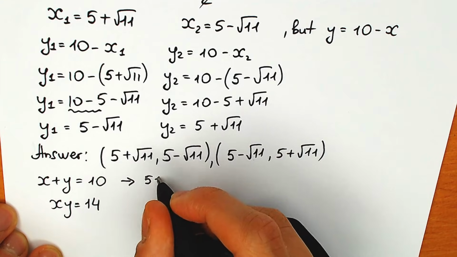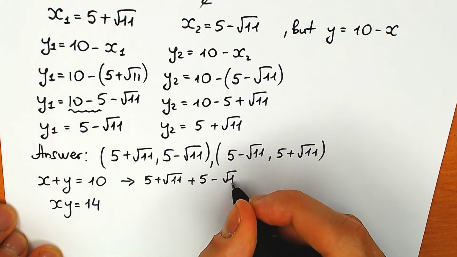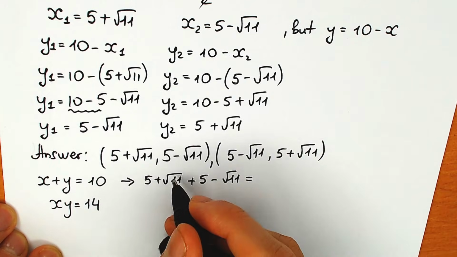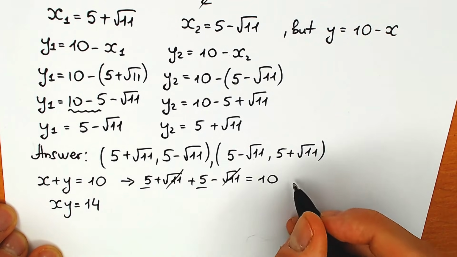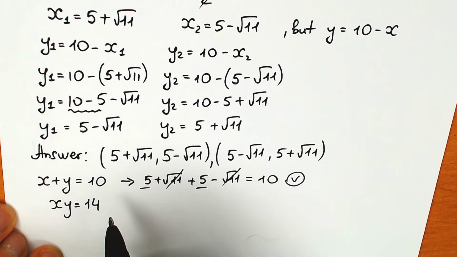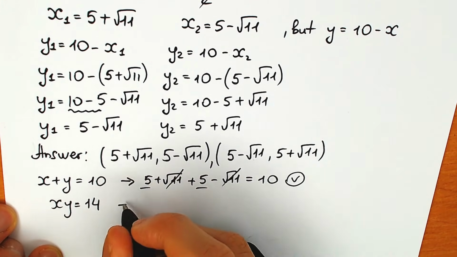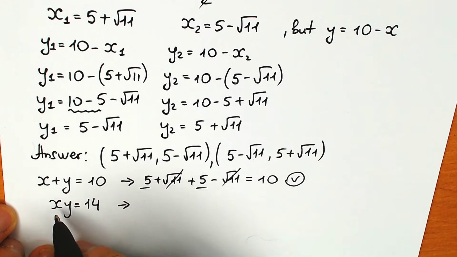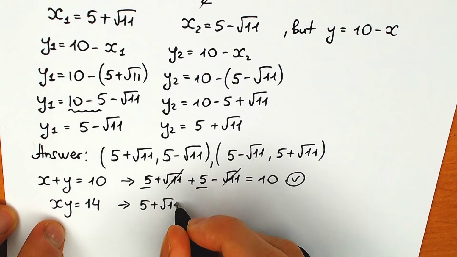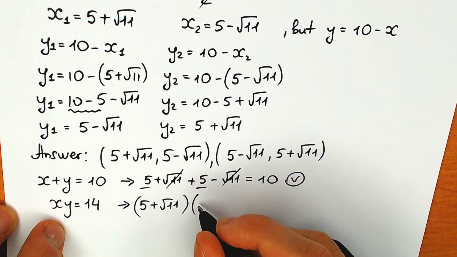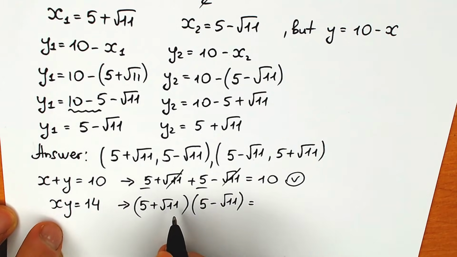So in terms of addition, let's check these pairs. 5 plus square root of 11 plus 5 minus square root of 11 equal to. We can easily cancel the square root, and we have 5 plus 5 equal to 10. And this is our first equation. This equation is great for us, so we can easily say our root is great. And right now, let's check the second equation, xy equal to 14. So we have 5 plus square root of 11, multiplying by 5 minus square root of 11, and this needs to be equal to 14, okay?